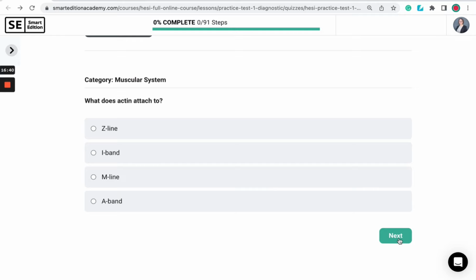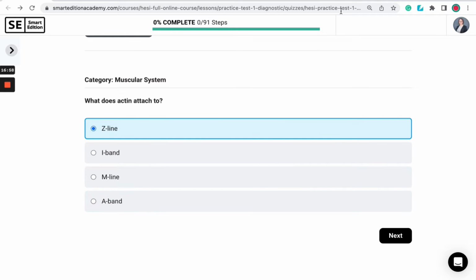What does actin attach to? Is it the Z line, the I band, the M line, or the A band? The correct answer is the Z line.